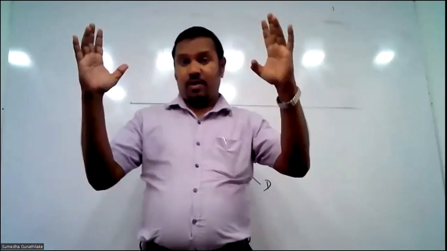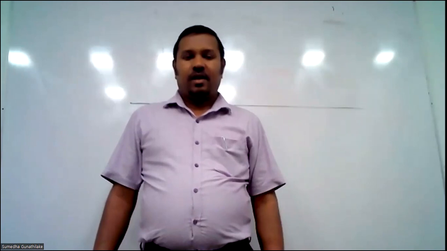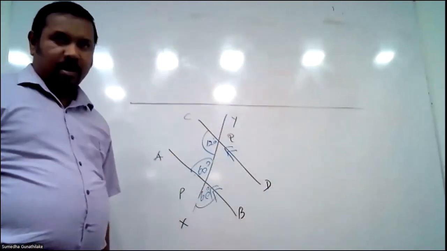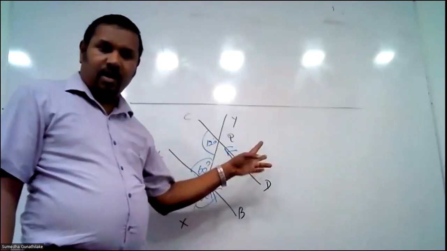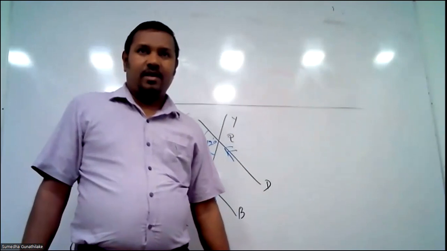But if they are parallel, what happens? All three happen. If these two lines are parallel, if AB and CD are parallel, corresponding angles equal, alternate angles equal, and the sum of the allied angles is also 180 degrees.